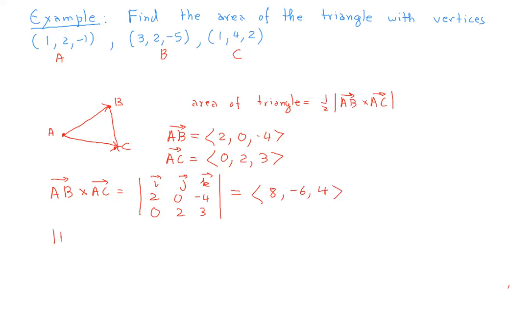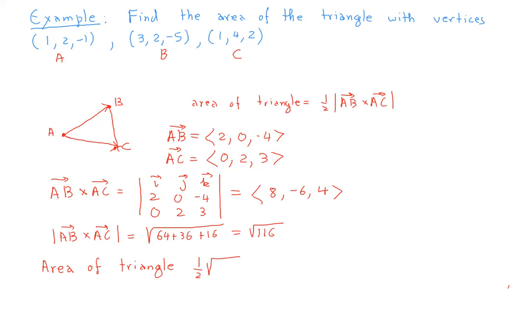The magnitude of the cross product is the square root of the square of 8, which is 64, plus the square of -6, which is 36, 100 so far, plus the square of 4, which is 16, and this is square root of 116. You can simplify this a little, but it's besides the point. So the area of the triangle, which is our final answer, is going to be 1/2 square root of 116.